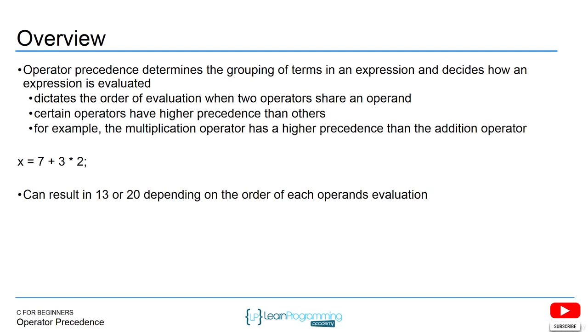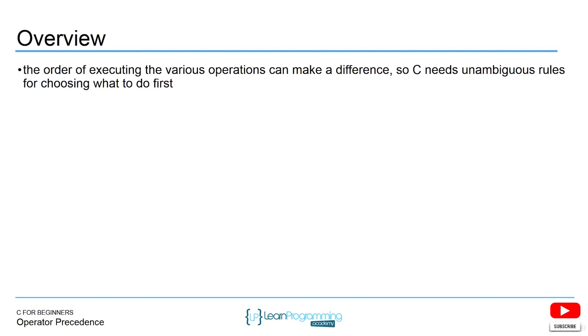So for example, x equals 7 plus 3 times 2, the result can either be 13 or 20 depending on the order of when you evaluate each operand. The order of executing the various operations can make a huge difference, and this is why you need to understand precedence. C provides specific rules for choosing what to do first. In this case, do I do the multiplication or the plus? Well, C is going to tell you what's going to happen.